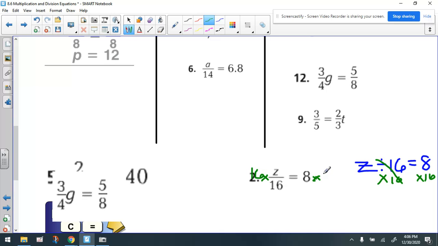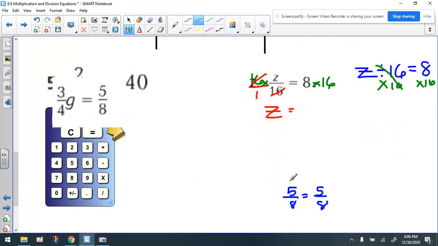That's considered better formatting. So the 16s would cancel out, because remember this is the same thing as 16 over 1. That all cancels out, and we're left with z, because z times 1 would be z. And then we just have to find what 16 times 8 is. 16 times 8. We do the algorithm over here. Here we get the 48.